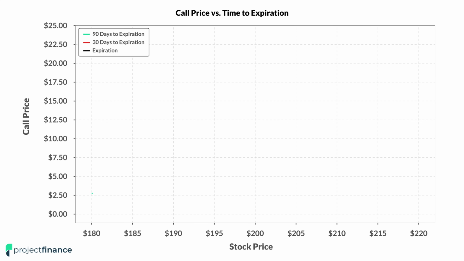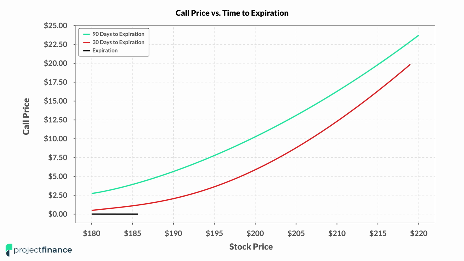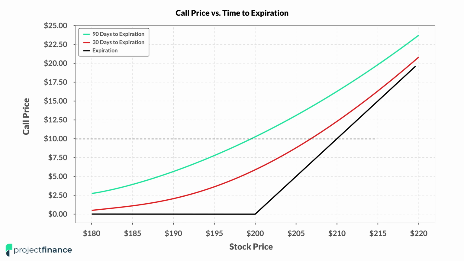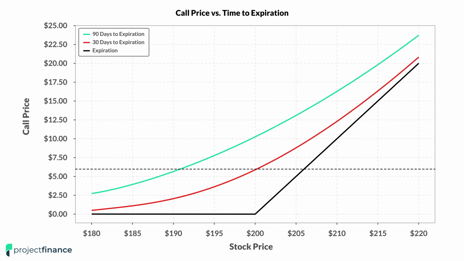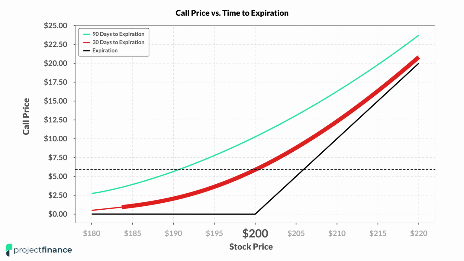From top to bottom, we have 90 days to expiration, 30 days to expiration, and expiration itself. The call starts at around $10 when it has 90 days to expiration and the stock price is $200. The call's price falls to about $6 when it has 30 days to expiration and the stock is $200. So if I bought the call at 90 days to expiration and held it for 60 days without a stock price increase, we can see that I would lose money from that passage of time.